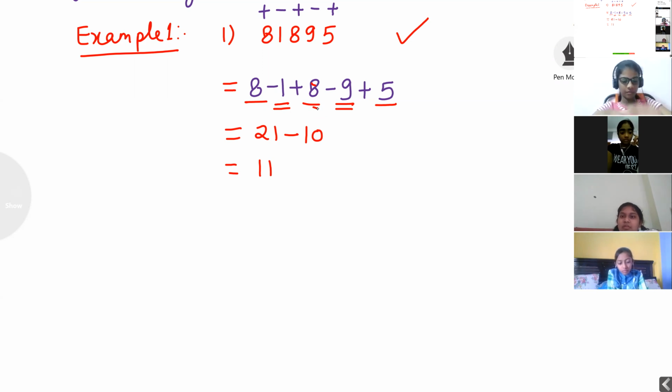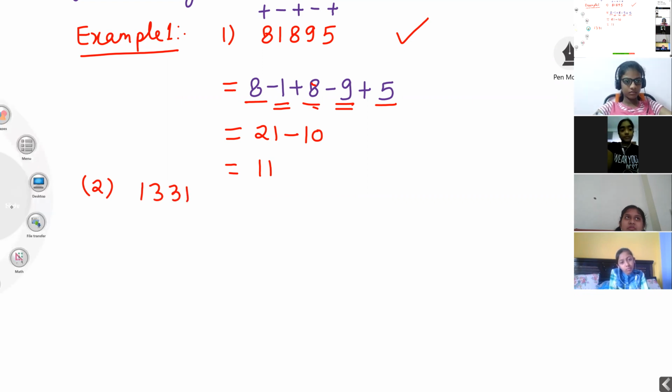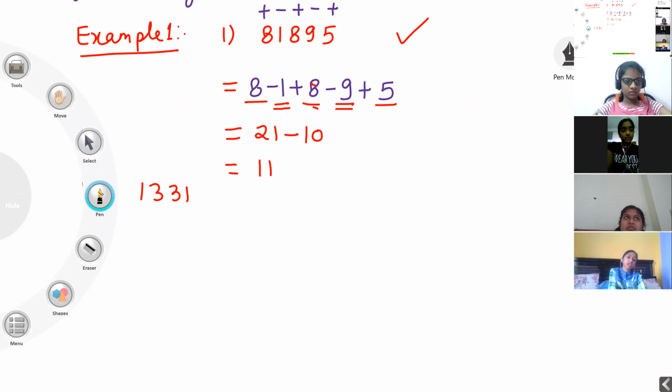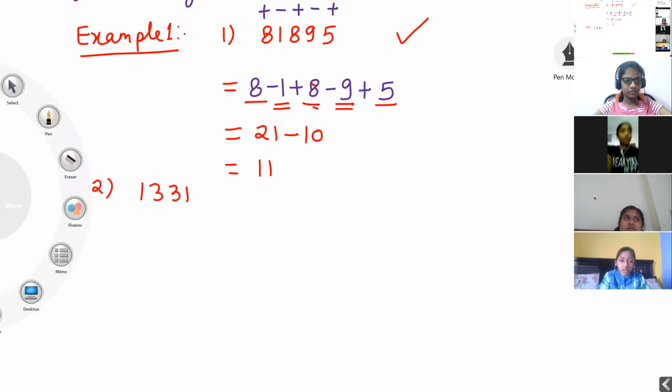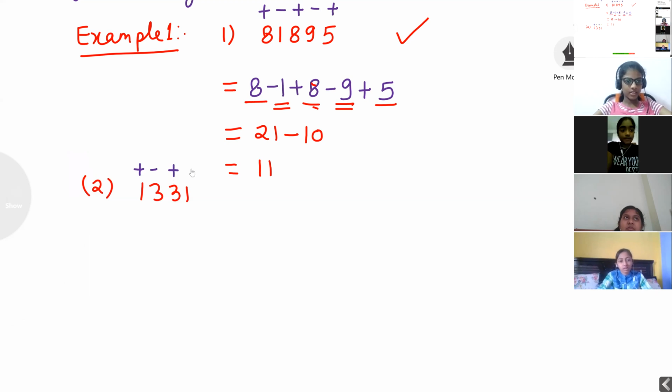Second question. Listen carefully, don't write. If I say so, then note down. Second question, 1331. Again, first step, what to do? Firstly, I want to mention the signs. First sign is plus, minus, plus, minus. First is plus 1, minus 3, plus 3, minus 1.